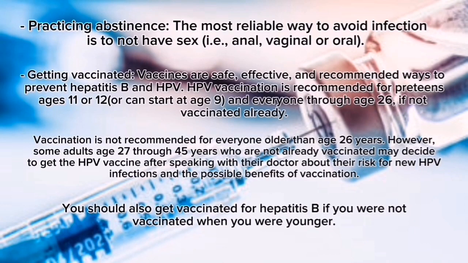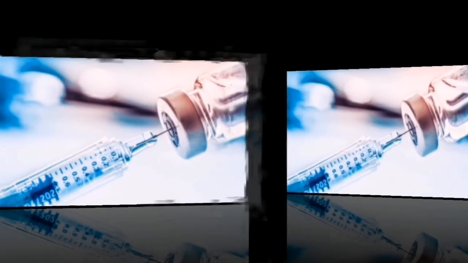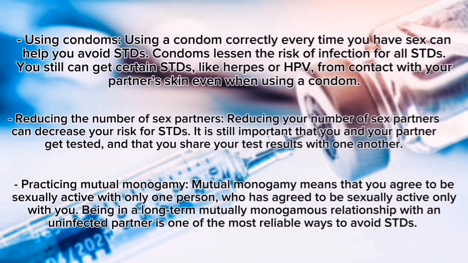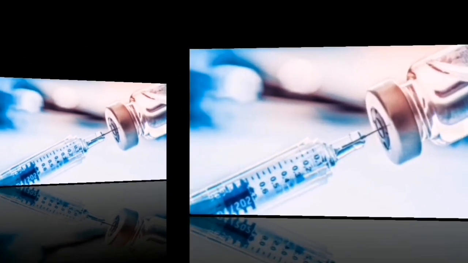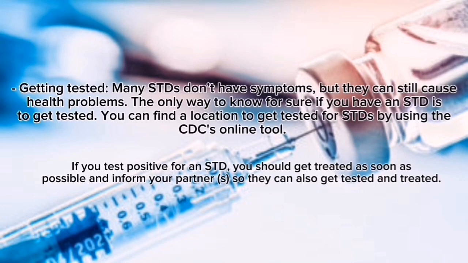According to the Centers for Disease Control and Prevention, there are several ways to prevent STDs, such as: 1. Practicing abstinence. 2. Getting vaccinated. 3. Using condoms. 4. Reducing the number of sex partners. 5. Practicing mutual monogamy. 6. Getting tested.